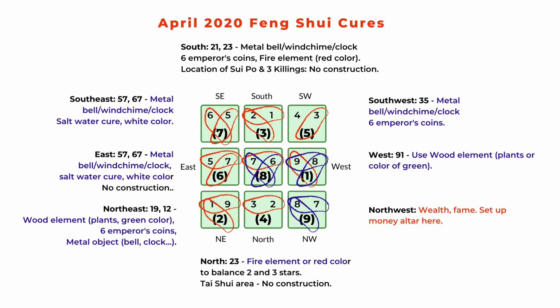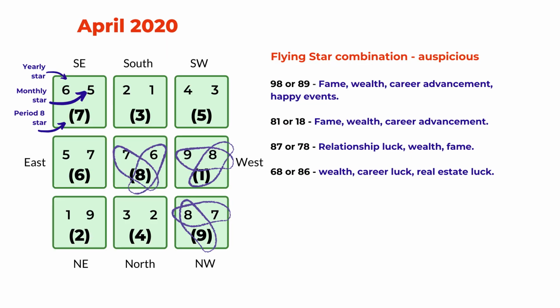And here is a simplified chart for April 2020 with the suggested feng shui cure in each corner. You can just pause the video if you want to follow this chart. For the lucky combinations or the auspicious combinations, we can see the 9-8 or 8-9 in the west and also in the northwest. It indicates fame, wealth, career advancement, and happy events. And the 1-9 combination in the west, it's also very auspicious. It also indicates fame, money luck, and any career advancement.